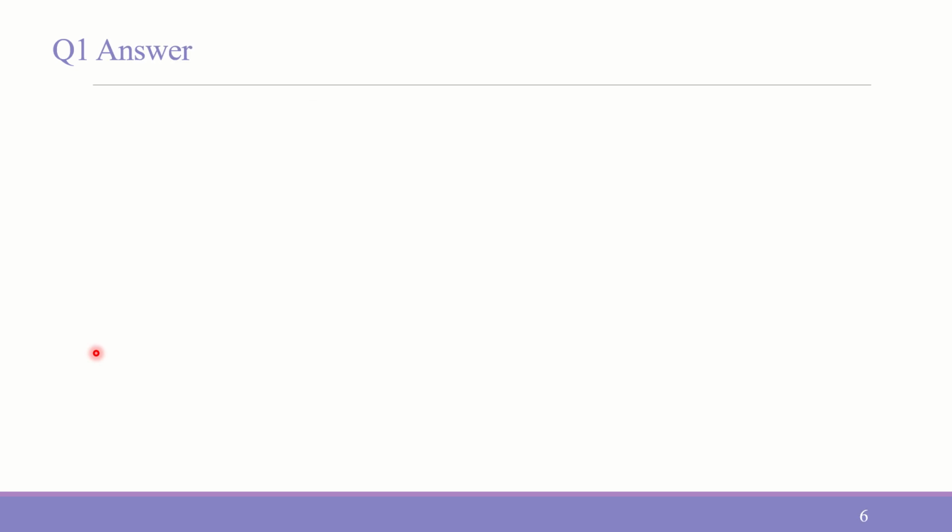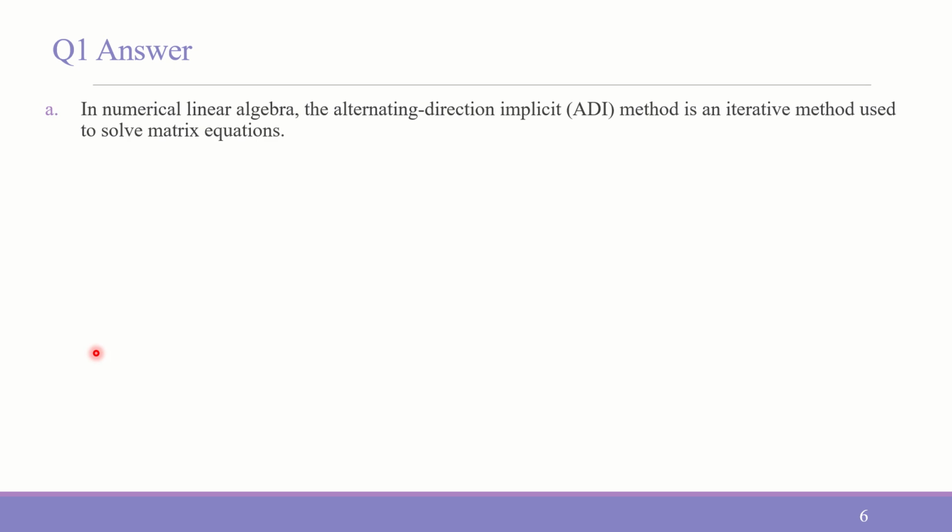So first we will look at what the alternating direction implicit scheme is. In numerical linear algebra, the alternating direction implicit (ADI) method is an iterative method used to solve matrix equations. It takes advantage of the goodness of the tridiagonal matrix algorithm. So here we take the goodness from the tridiagonal matrix algorithm and we get the solution.